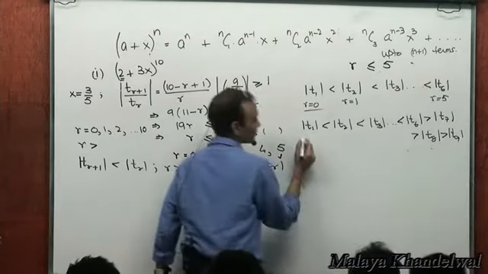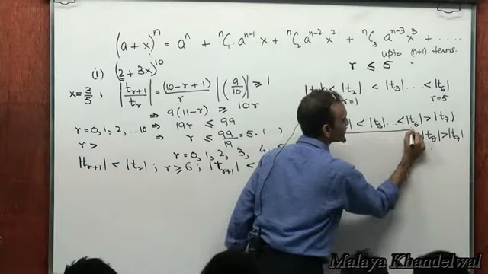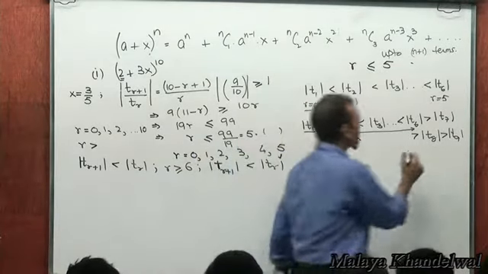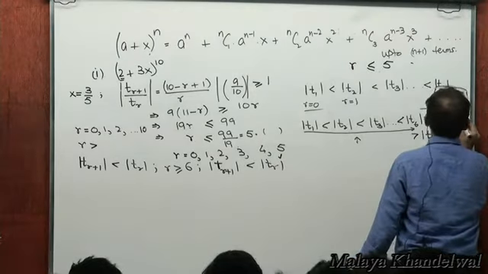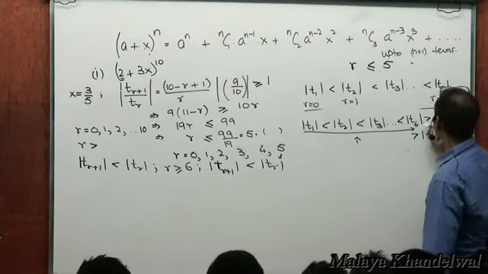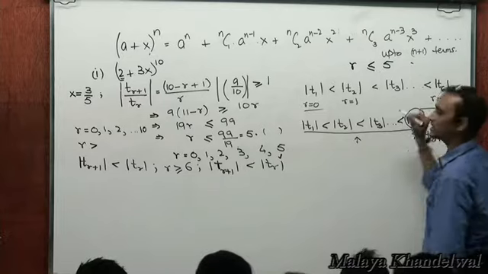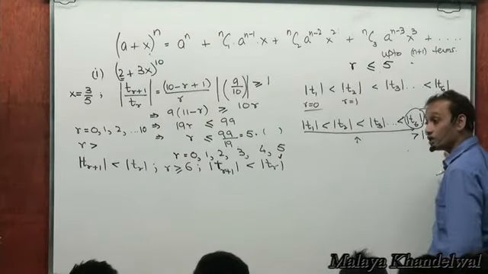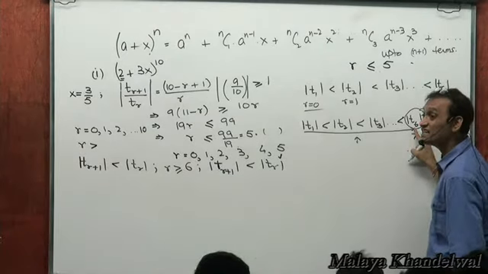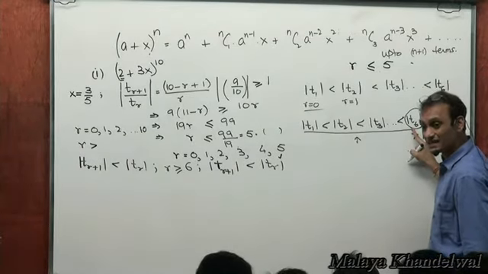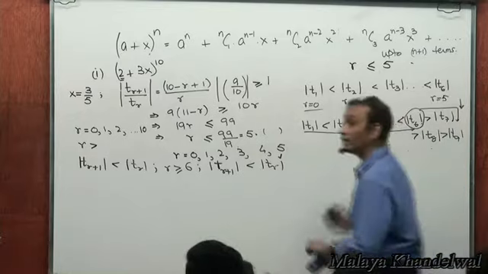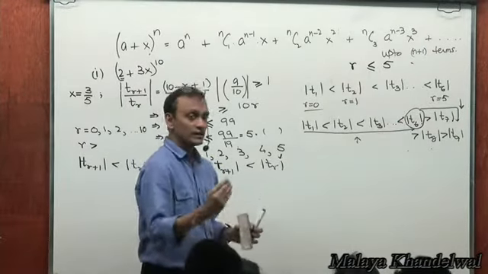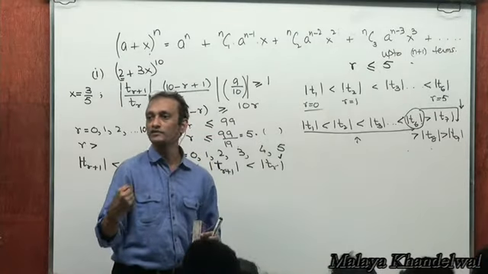So what is happening? If you are going this way, it's increasing up to the sixth term. And after this, from this point onwards, it's dipping. That means what's the largest term? T6. It's larger than all terms to the left of it and also larger than all terms to the right of it. That means mod T6 is the largest term. Yes or no? Right? And that happens for r equal to 5. Have I confused you or are you fine with this?